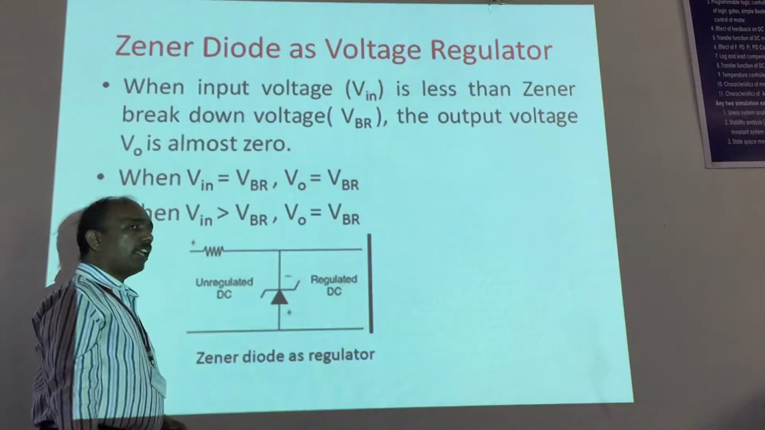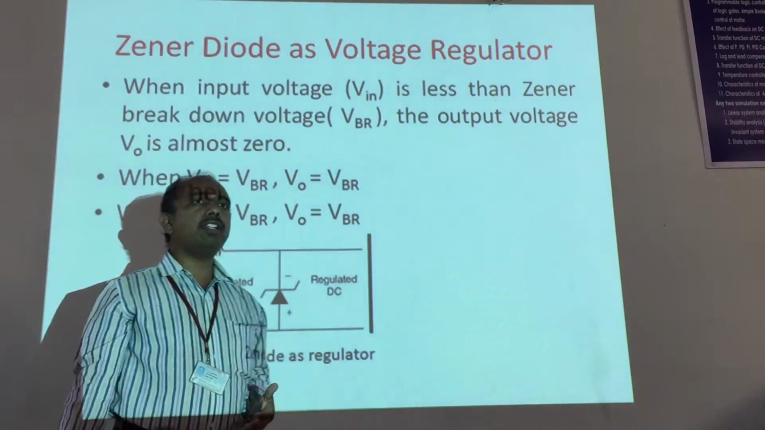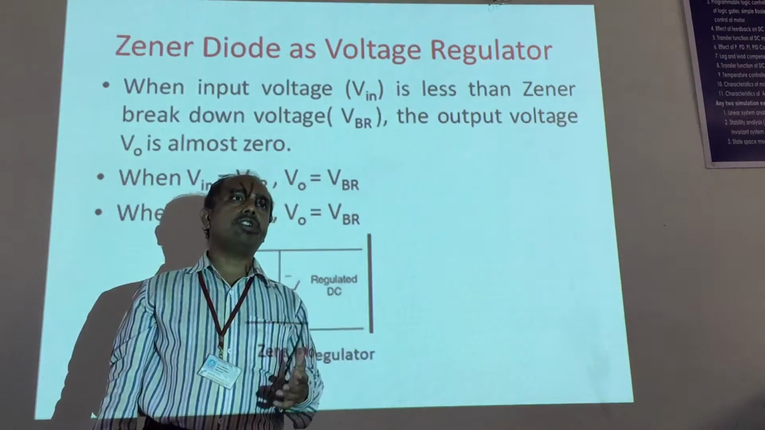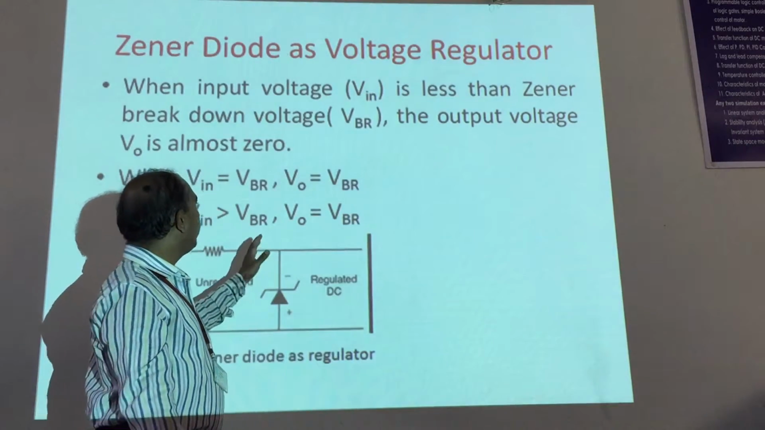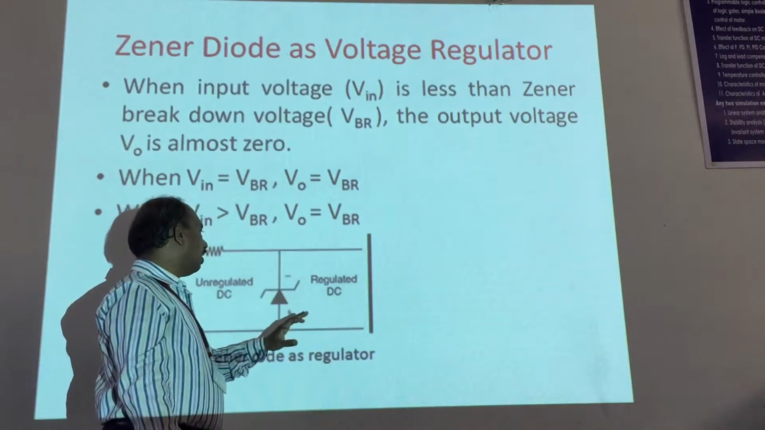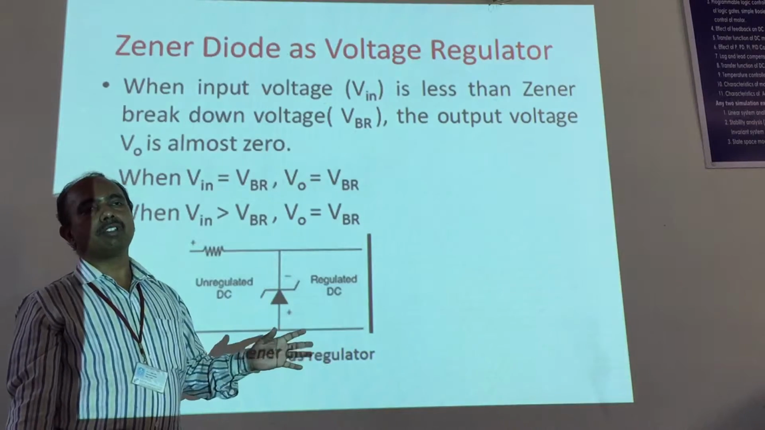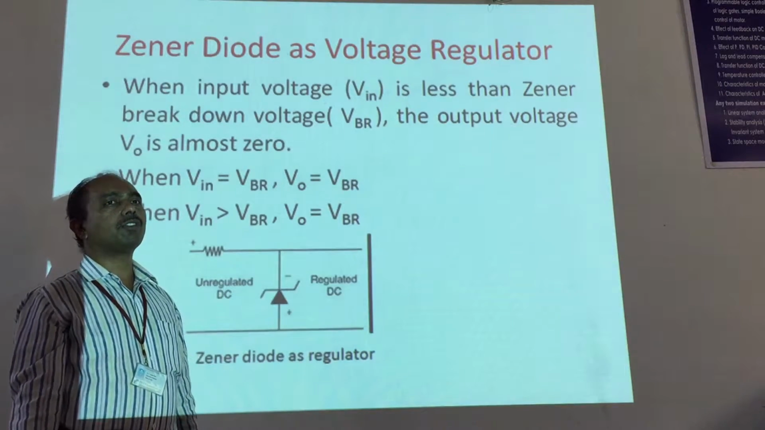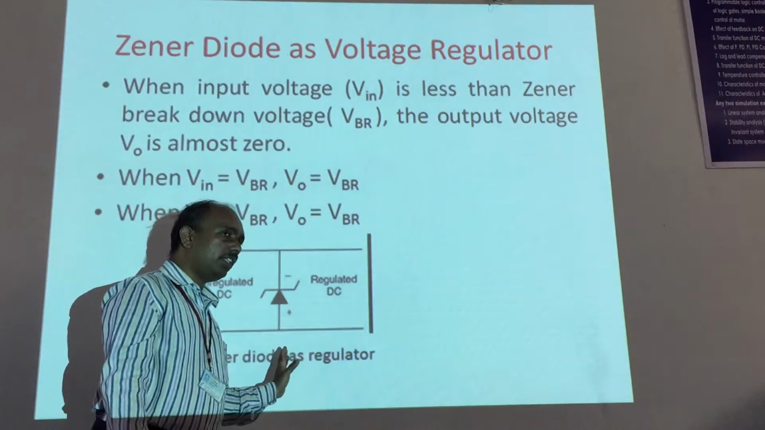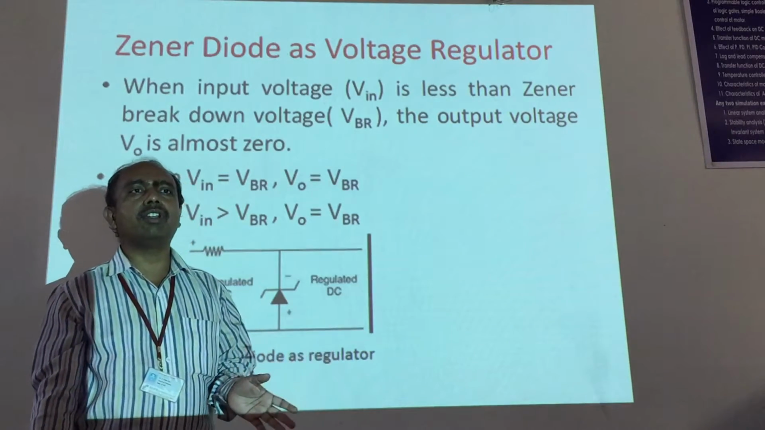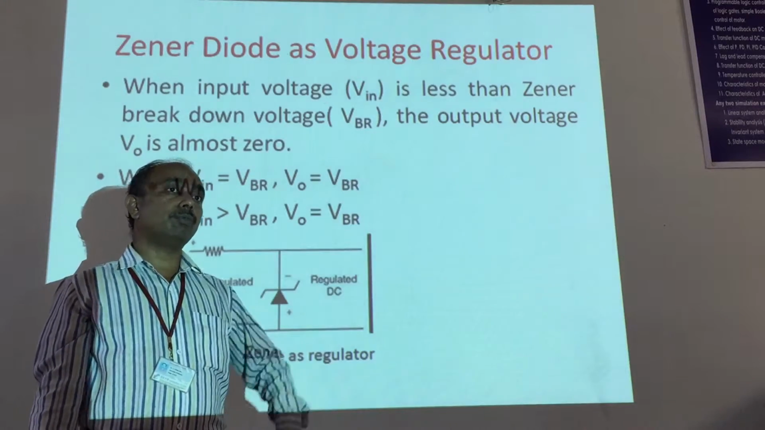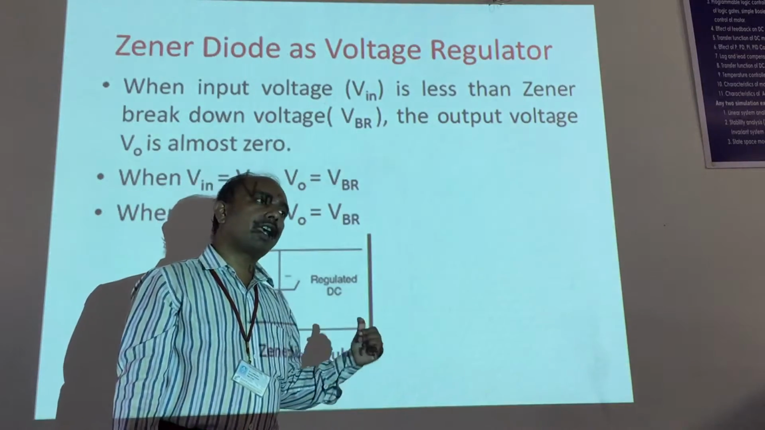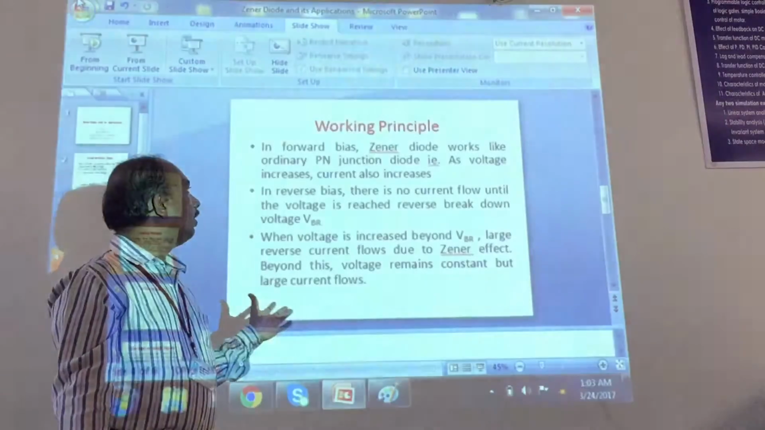In the third case, as the input voltage is increased beyond the breakdown voltage, the voltage maintained across the zener diode is still only the breakdown voltage, but a large reverse current flows. So this zener diode can be used as a voltage regulator, that is, to control the voltage. To maintain a constant voltage, we can use a zener diode.